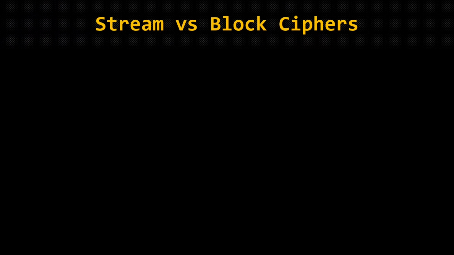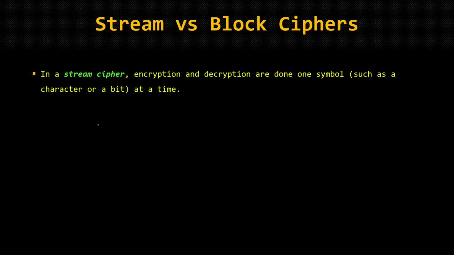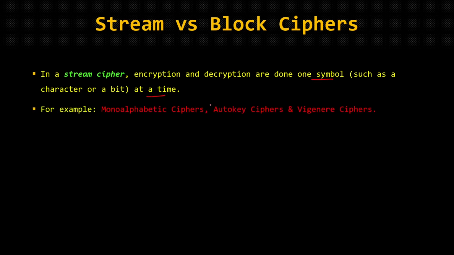So let us see the last topic, which is stream versus block ciphers. In a stream cipher, encryption and decryption are done one symbol at a time. For example, monoalphabetic ciphers, Autokey ciphers, and Vigenere ciphers are all stream ciphers because encryption and decryption are done one symbol at a time.